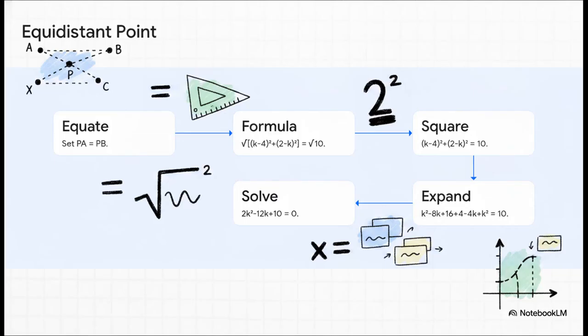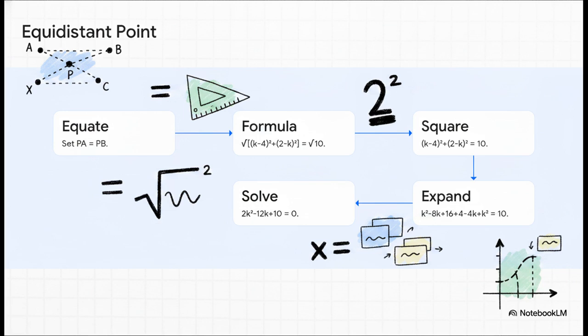Now, this brilliantly illustrates the toughest problem type you're going to face, the equidistant problem. The lecture asks us to find the variable k when point P is exactly equidistant from point A and point B. How do we do this? We just set 2 distance formulas equal to each other. Because both sides are trapped under a square root, we simply square both sides to remove the radicals. Then we expand the binomials, combine our like terms, and look at that. It simplifies down to a beautiful, clean quadratic equation.